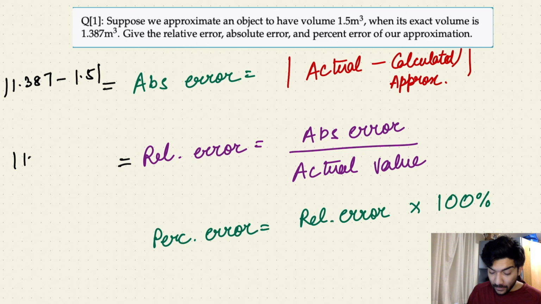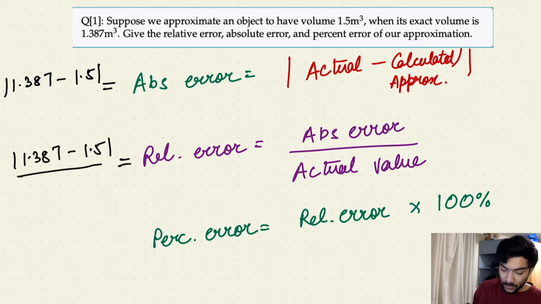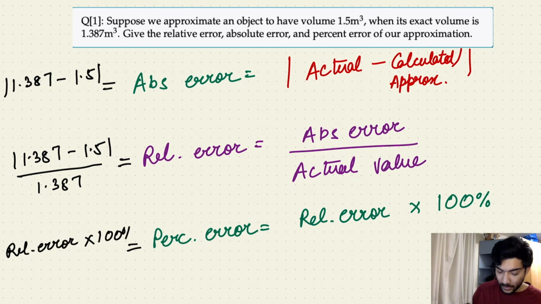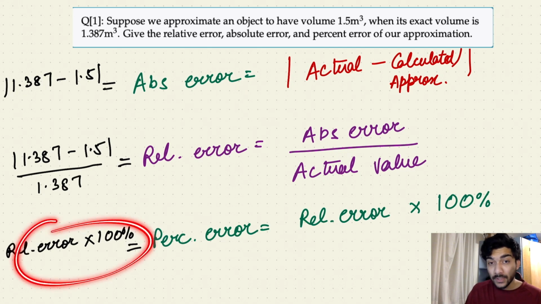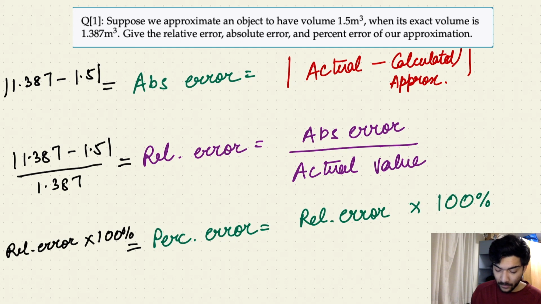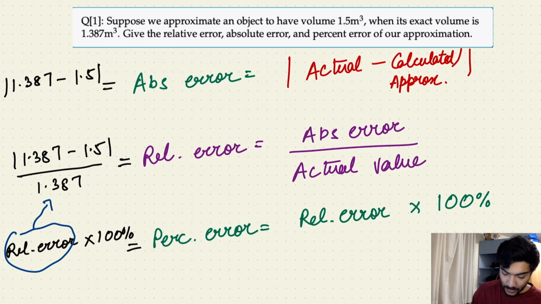And again, for the relative error, you'll basically have this expression in the numerator, and then you'll divide it by the actual volume, which is 1.387 in this case, right? And then if you want to calculate the percentage error, you'll multiply the relative error that you got by 100%. And since it's a percentage error, it's always in the form of a percentage, right? And this relative error is basically this expression over here.